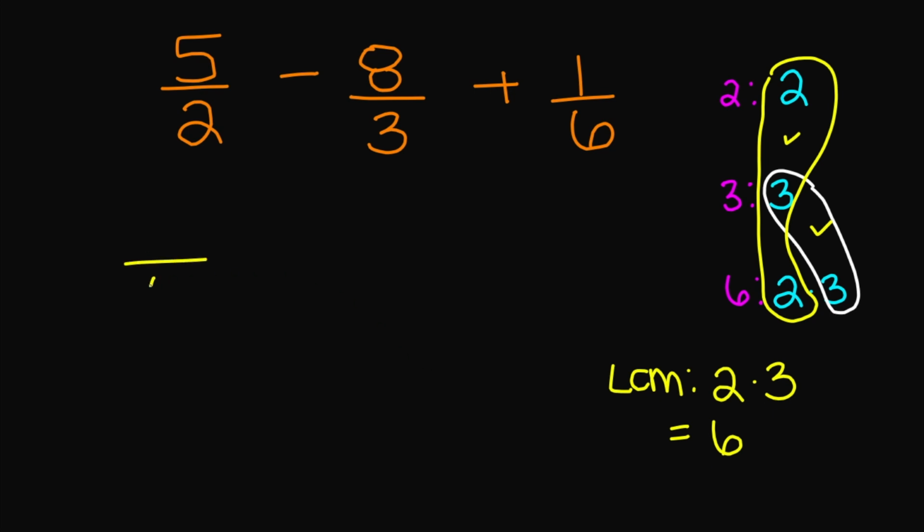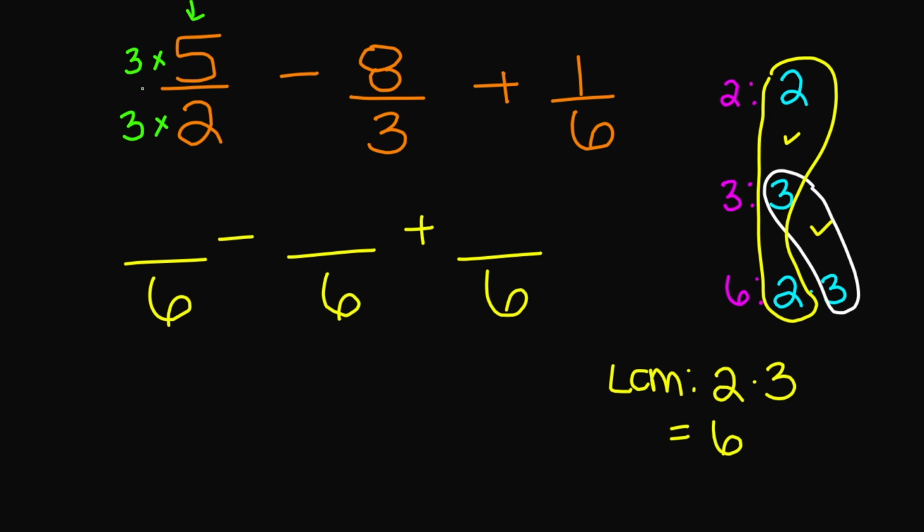So that means we need to get 6 in our denominator so that we can add or subtract. Let's look at my 5 over 2. What number times 2 is going to give me 6 in the denominator? And that's going to be the number 3. If I multiply top and bottom here by 3, that's perfect. I'm going to get 6 in my denominator.